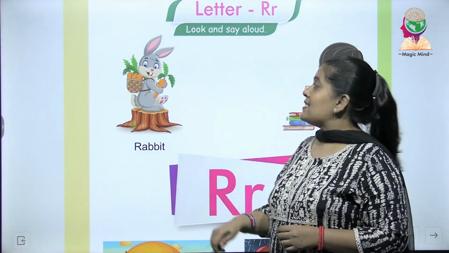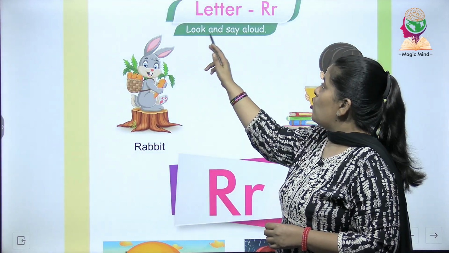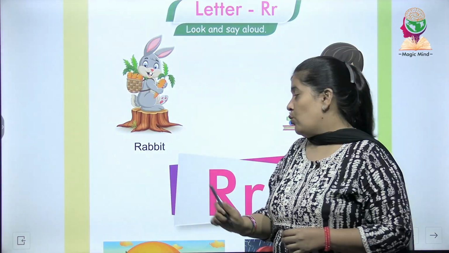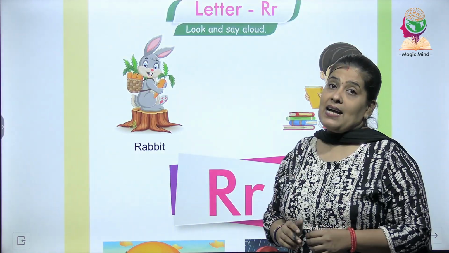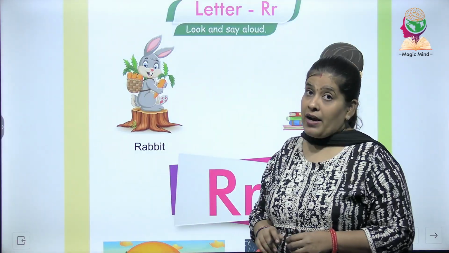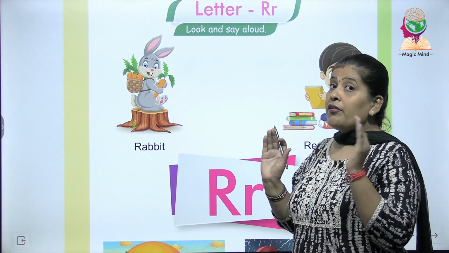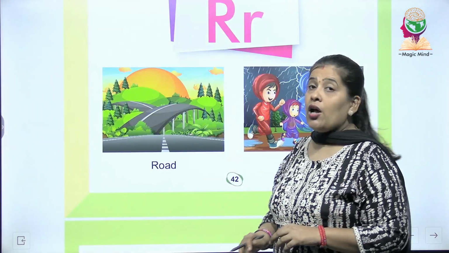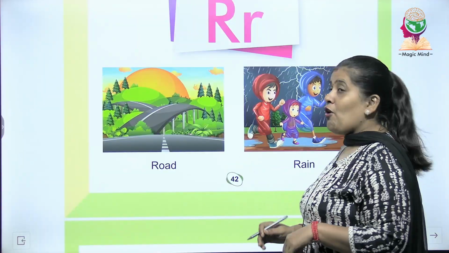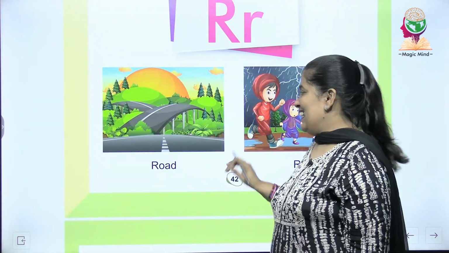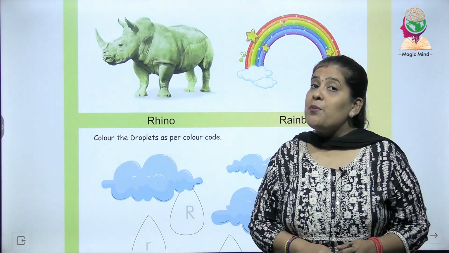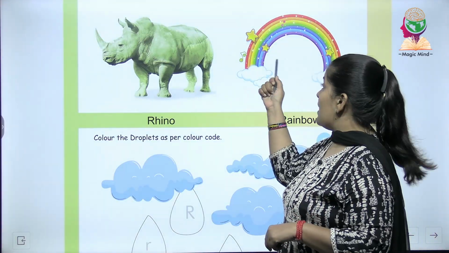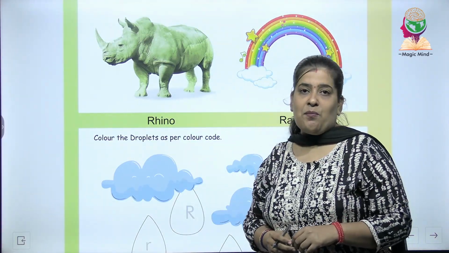Now the next letter is letter R. Look and say aloud. This is capital letter R and this is small letter r. R for rabbit, R for reading, R for road and R for rain, R for rhino and R for rainbow. There are 7 colors in the rainbow.